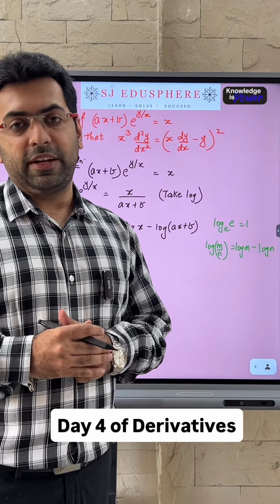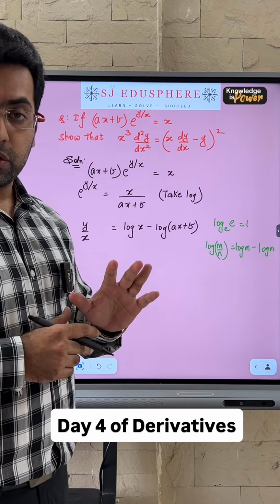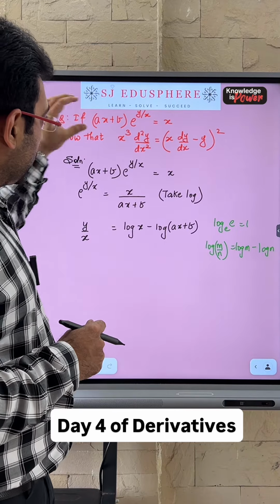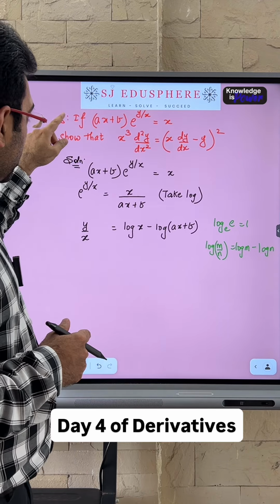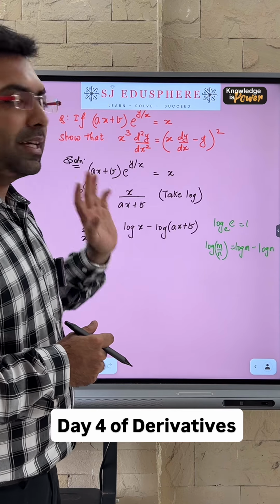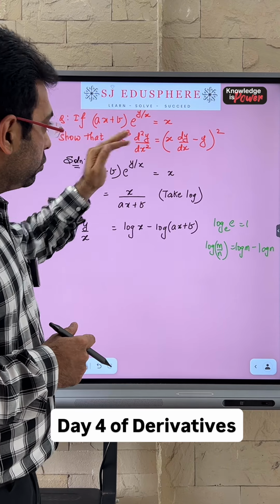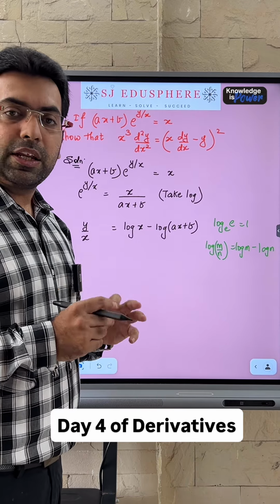Day 4 of derivatives, where you as a student need to observe the question, because I always say your question is the major hint as to how you solve the sum. My question here is (ax + b) times e raised to y upon x is x. But what I need to prove is in the double order part, I do not have e raised to y upon x continuing in the sum.